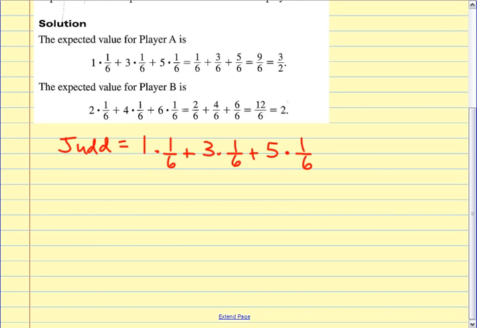Now let's find out what Judd's expected value is for every roll. We're going to simplify this, but I'm going to do that on the next video.